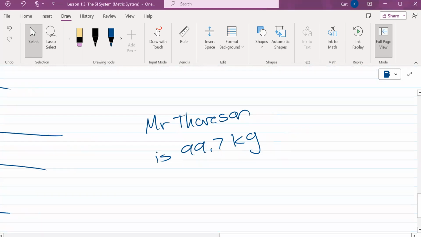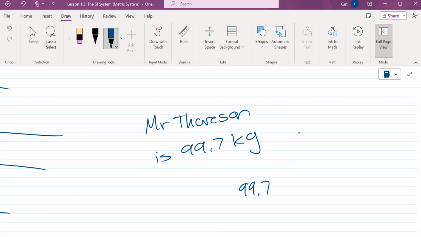So let me tell you the easy way to do this. 99.7. How many zeros are there in 1,000? 3. 1, 2, 3. I am 99,700 grams, just regular grams.